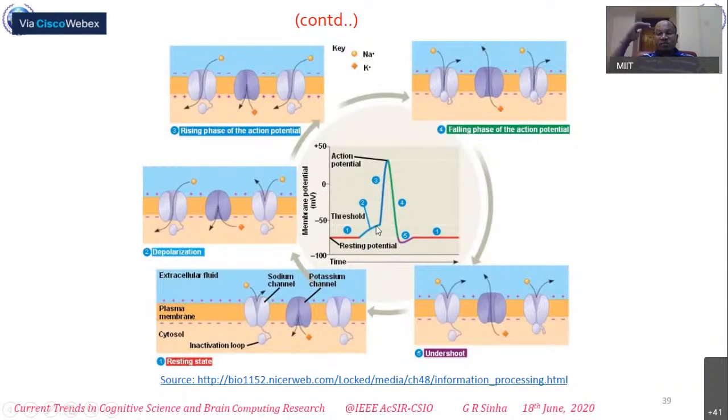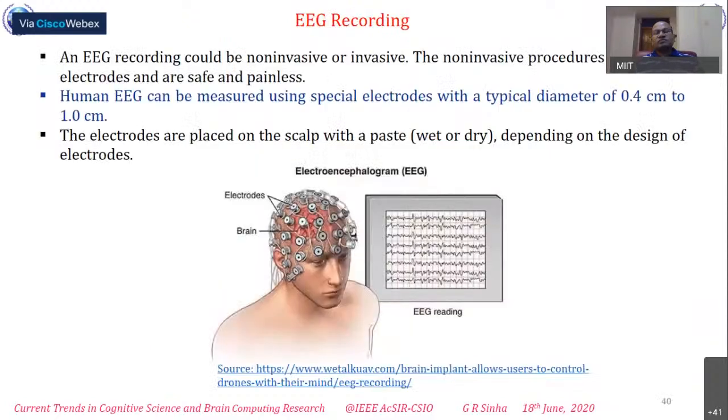When some activity is there in the neuron, the activity may cause a spike. You can see here the action potential. Whenever there is a spike which crosses a certain threshold value, that will be recorded as the potential. That electrical potential gives a pattern called an electrical signal.